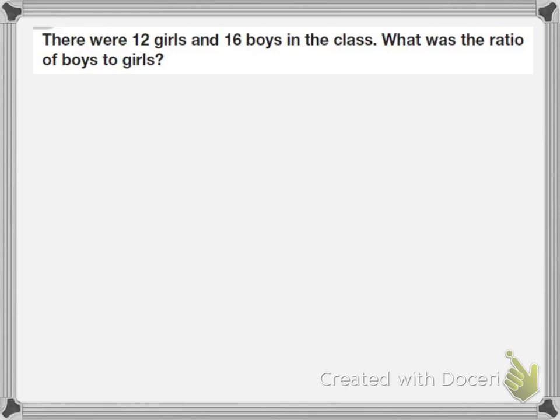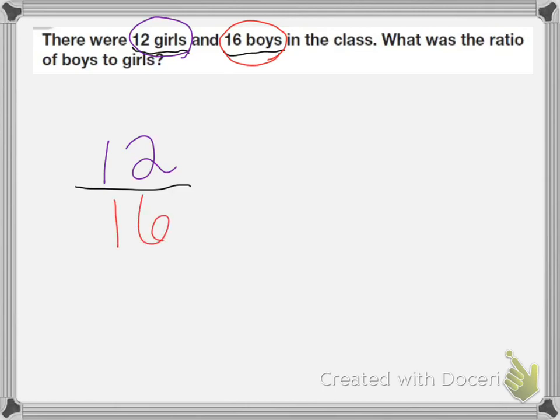So here I have, there are 12 girls and 16 boys in the class. What is the ratio of boys to girls? Again, I write this as a fraction, and I always put the number that goes first on the top. So the 12 girls, the 12 goes on top. And then the number that comes second, 16 boys, is what goes into the bottom or the denominator. So my ratio is going to be 12 over 16.